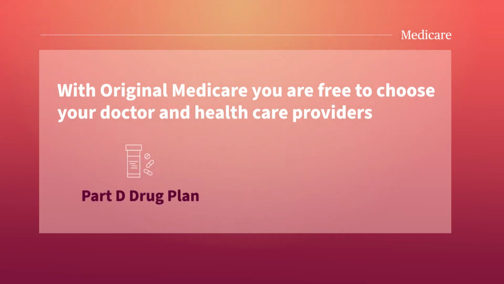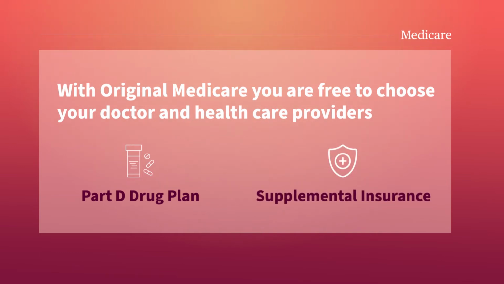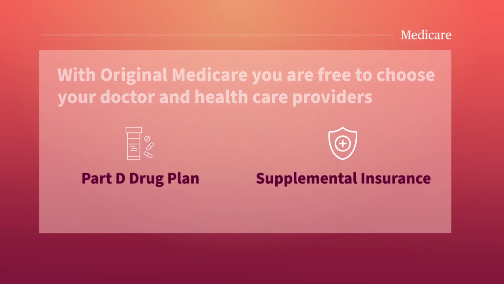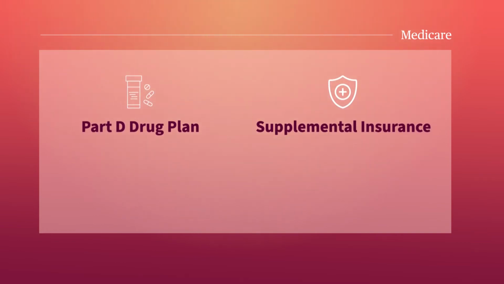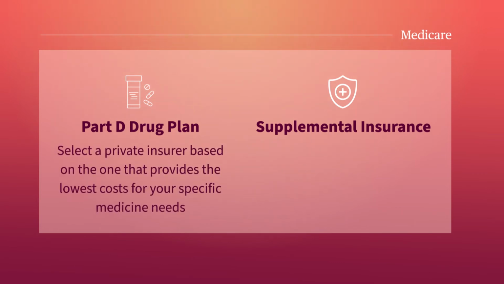One is knowing which Part D drug plan you want to sign up for, and the other is deciding if you want supplemental insurance. Knowing the answer to what drug plan you want is important. While the federal government provides your Part A and B coverage, you need to choose a private insurer for a Part D plan. Generally, a Part D plan is selected based on the ones that provides the lowest costs for your specific medication. Likewise, deciding if you want a supplemental insurance plan is equally important.